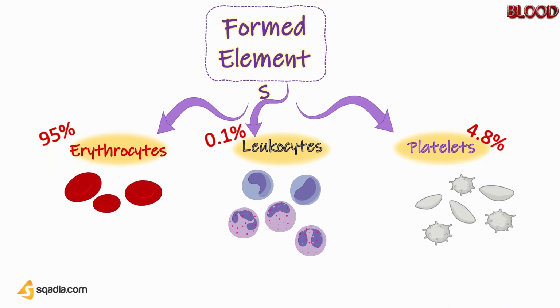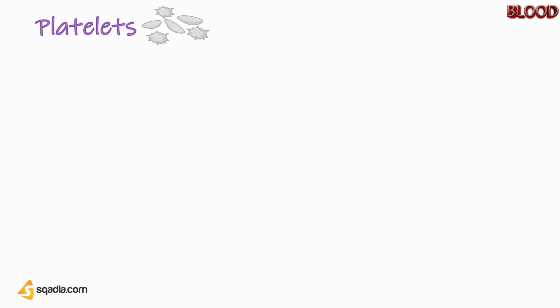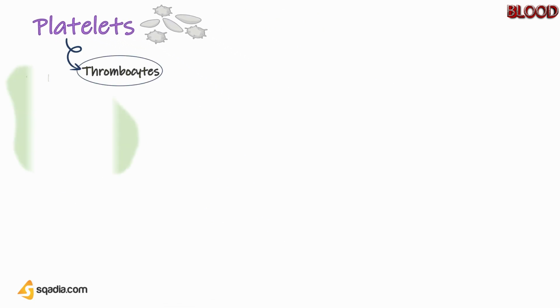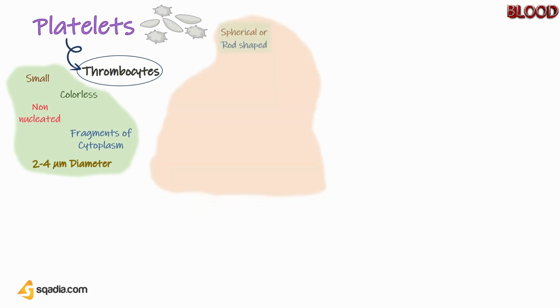After leukocytes, the third formed element is platelets. Platelets, also known as thrombocytes, are small, colorless, and non-nucleated bodies. These formed elements of blood are considered to be fragments of cytoplasm. Their diameter ranges between 2 to 4 micrometers.